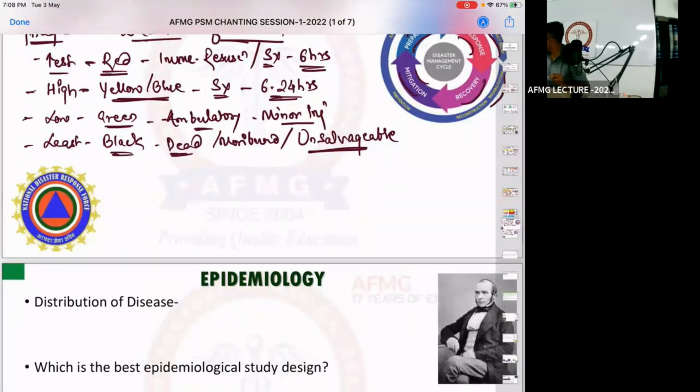Next, what is this image for? This is the National Disaster Response Force. All of them are hand in hand. These are all our forces, CISF, ITBP, border security forces, all of them come to rescue the people who are struck in disaster. This is the logo of the National Disaster Response Force. It comes under the National Disaster Management Authority.